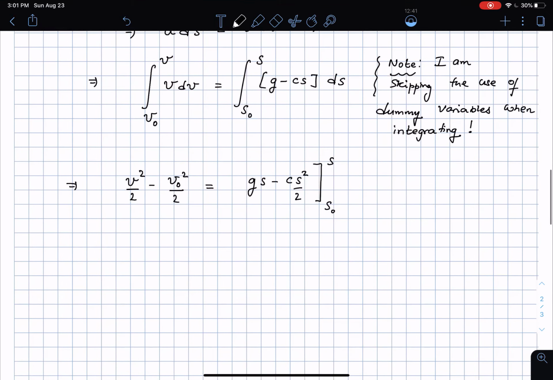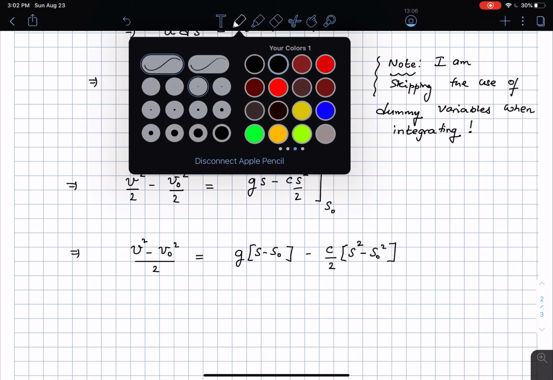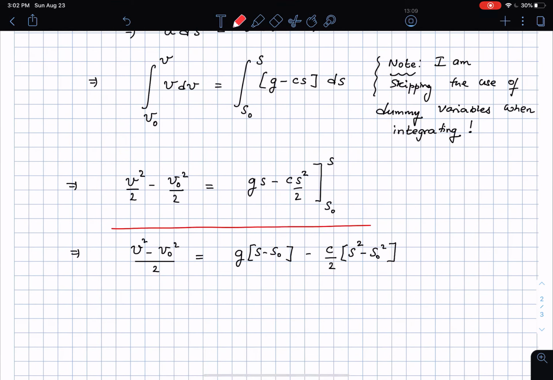And if I do the further substitution, this is going to be v square minus v naught square divided by a factor of 2. This is going to be G times S minus S naught, minus C by 2 times S square minus S naught square. Okay, so this is the expression that I end up having. I'm just going to put a box around this. This is what we're going to be playing around with.